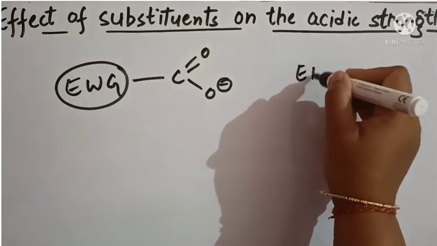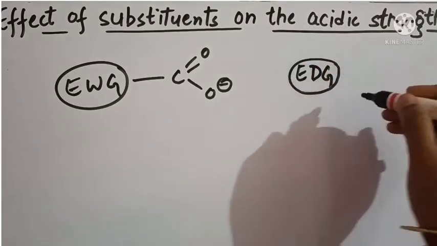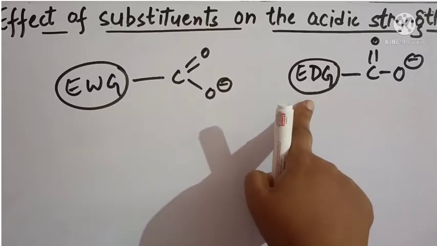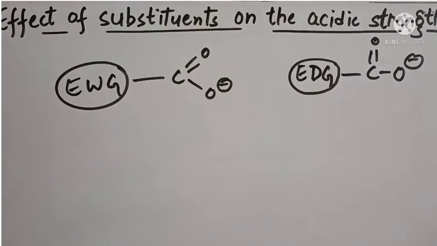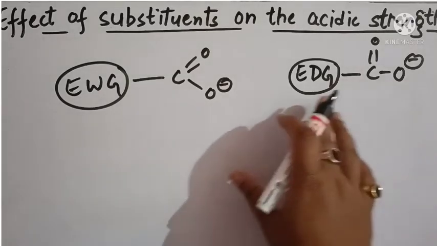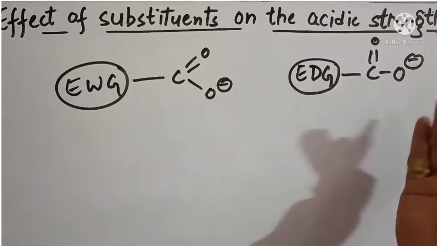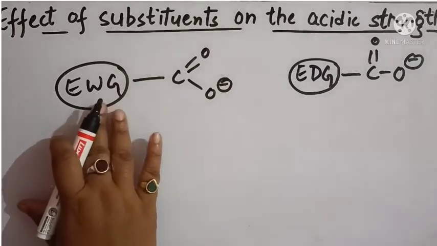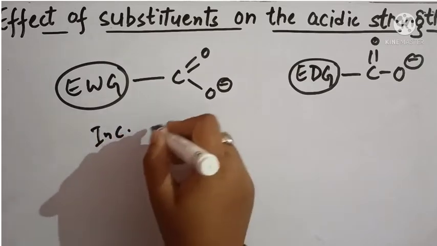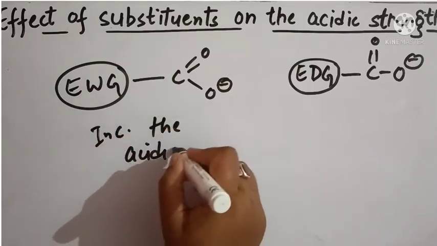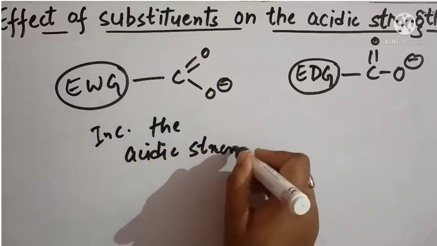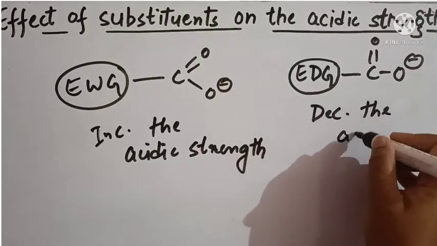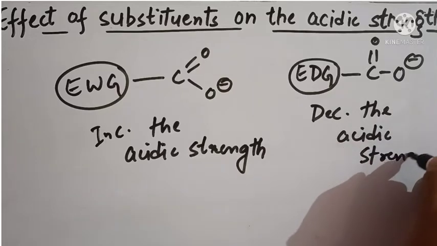Whereas if we talk about the electron donating group, if it is attached to the carboxylic acid, the electron donating group will destabilize the negative charge, because there is already a negative charge on the oxygen. So the electron donating group will provide electron density, and that will destabilize this anion which will form. So we can say the electron withdrawing group helps and increases the acidic strength, whereas the electron donating group generally or basically decreases the acidic strength.